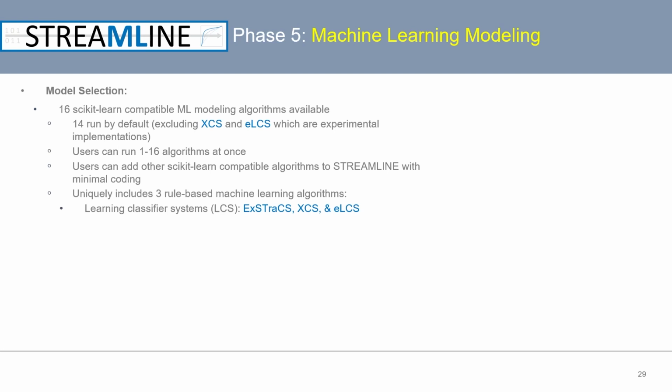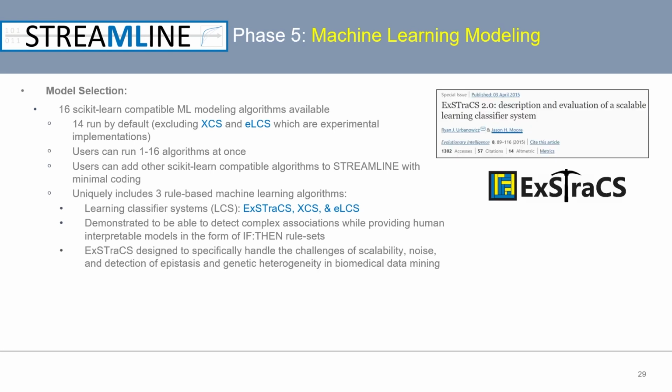As mentioned, these include ExSTraCS, XCS, and ELCS. Previous work has shown that learning classifier systems are able to detect complex associations while also providing human-interpretable models in the form of if-then rule sets. ExSTraCS was specifically designed to handle the challenges of scalability, noise, and the detection of epistasis and genetic heterogeneity in biomedical data mining. If you want to learn more about ExSTraCS, check out this paper published in Evolutionary Intelligence in 2015.